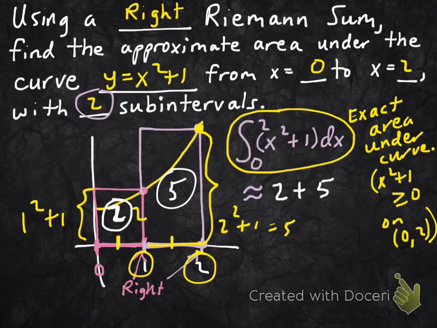And so we know that the integral from 0 to 2 of x squared plus 1 dx, the approximate area under the curve using a right Riemann sum, is 2 plus 5 equaling 7. And that is, using right Riemann sums, the approximate area under the curve from x equals 0 to x equals 2 with 2 subintervals.